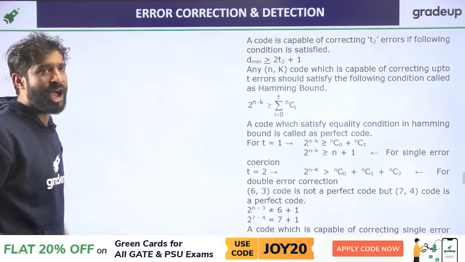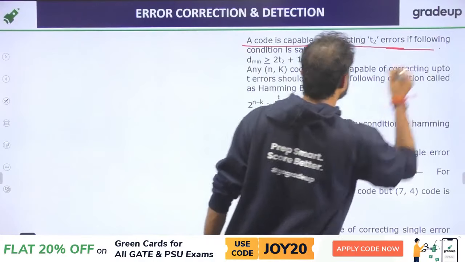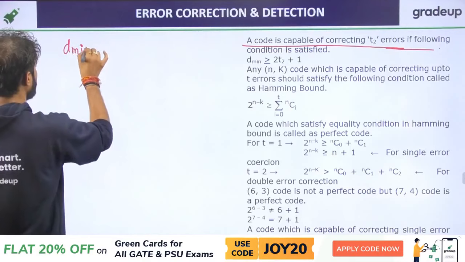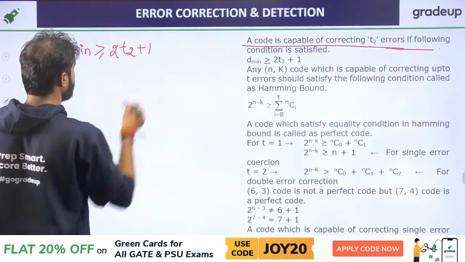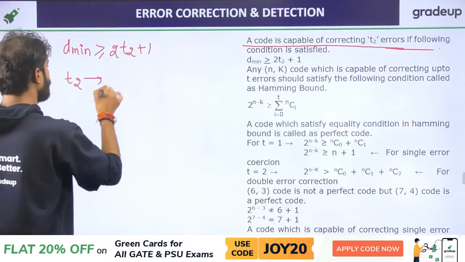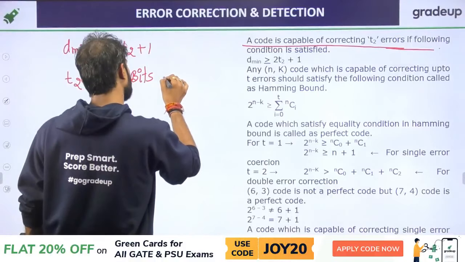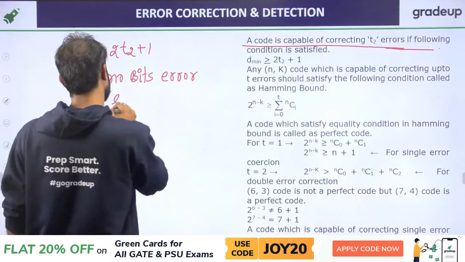So to find out how many bits we can correct, the code is capable of correcting T2 errors if the following condition is satisfied. What is the following condition? D minimum should be greater than equal to 2 T2 plus 1. What about the T2? T2 is the number of bits error that should be corrected.